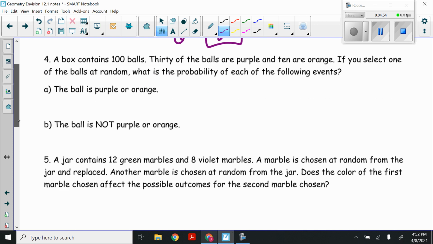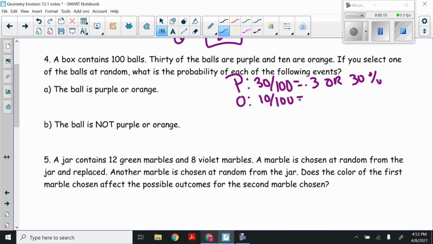Number 4, we have a box that contains 100 balls. 30 of the balls are purple, so purple we have 30 out of 100, which is 0.3 or 30%. 10 are orange. So orange is 10 out of 100, which is 0.1 or 10%. If you select one of the balls at random, what is the probability of each of the following events?